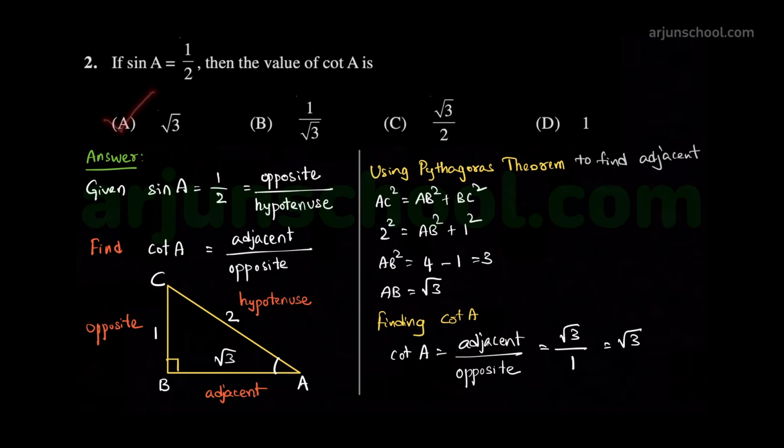From the given options, option A is the right answer. Therefore, answer to the question, if sin A is equal to 1 by 2, then the value of cot A is option A, root 3.